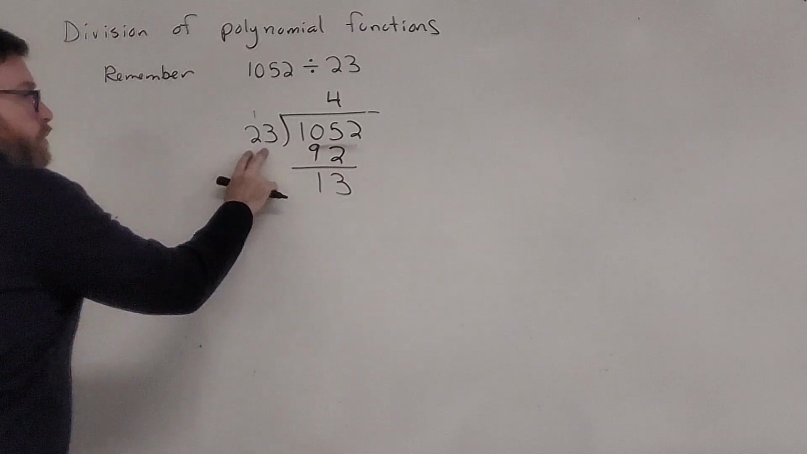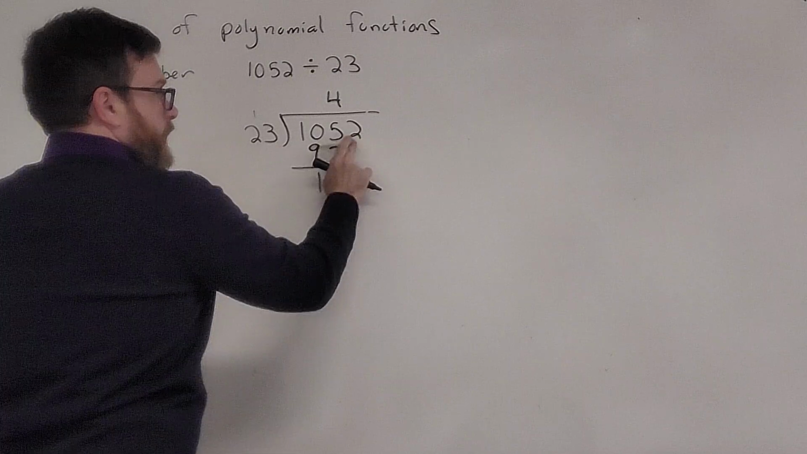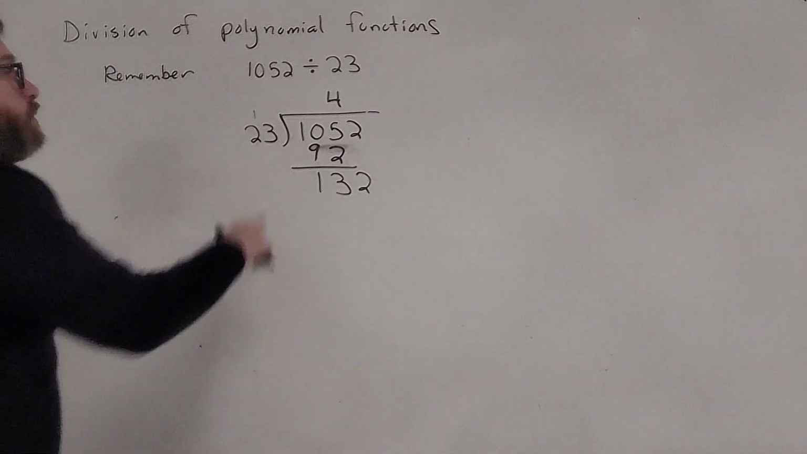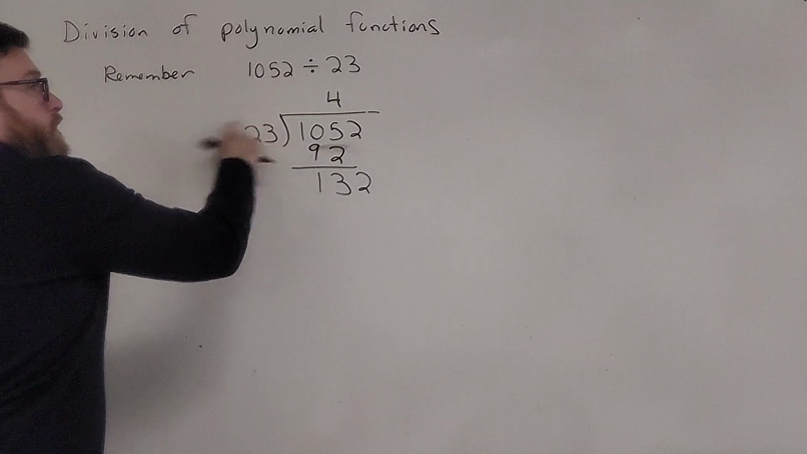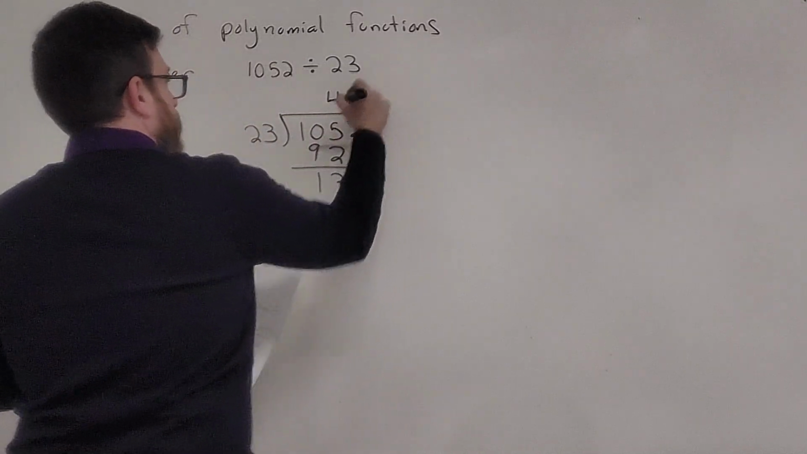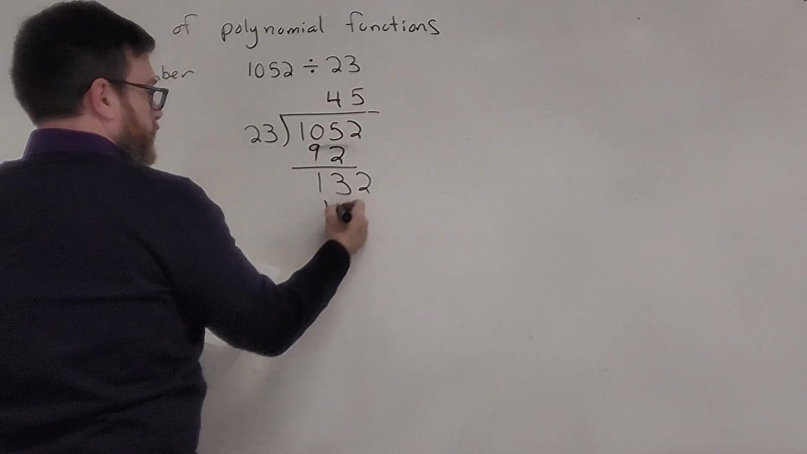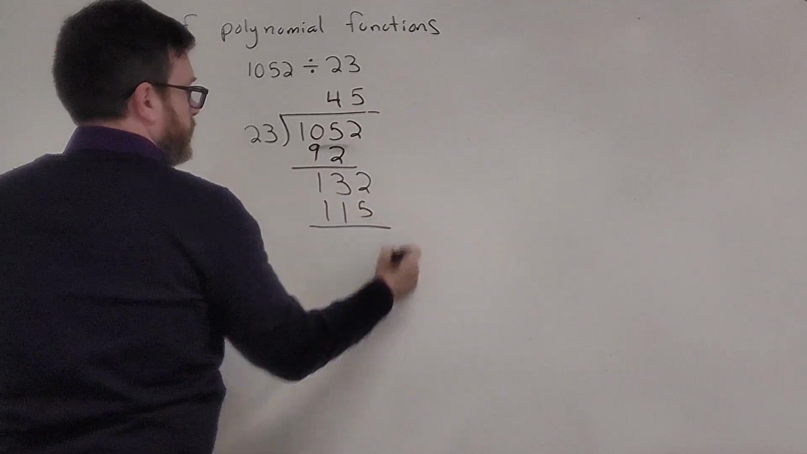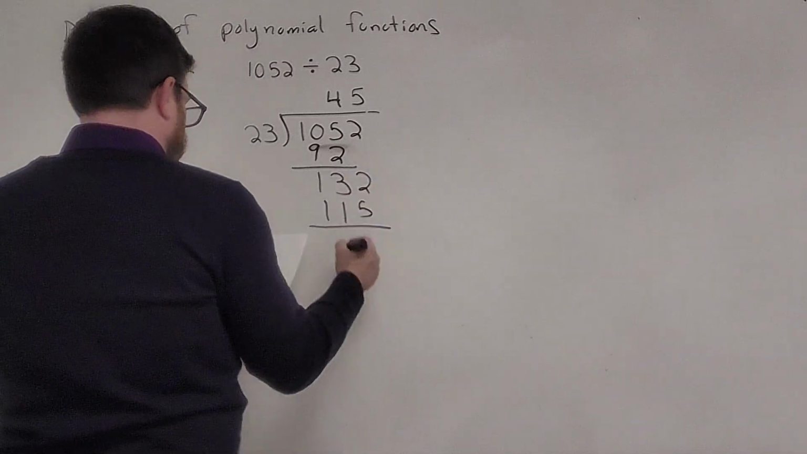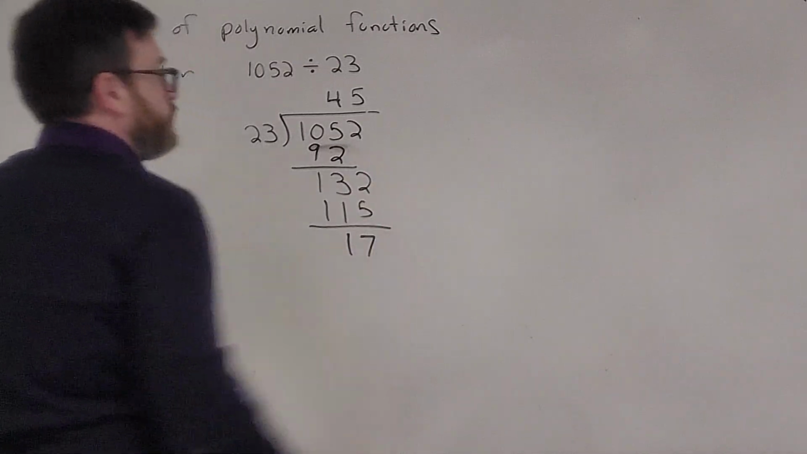Now again, 23 is not going to fit into 13, so we drop down that last digit of 2 and see how many times 23 fits into that 132. Erasing our previous work, we can see it's going to be 5 times. So 5 times 23 is going to be equal to 115. Now we subtract these, and of course we have to borrow, but we're going to have 17 left over.